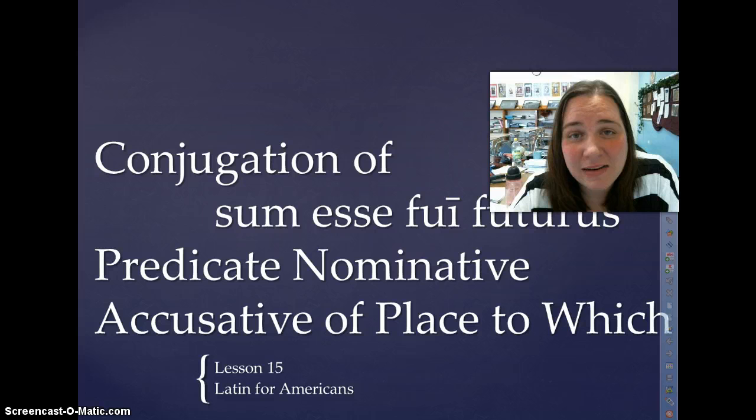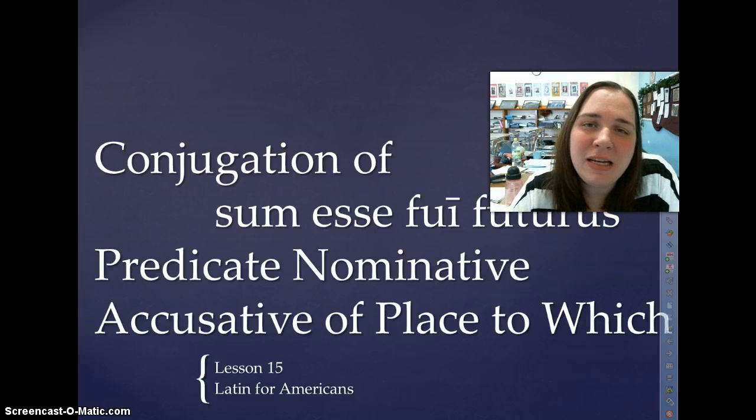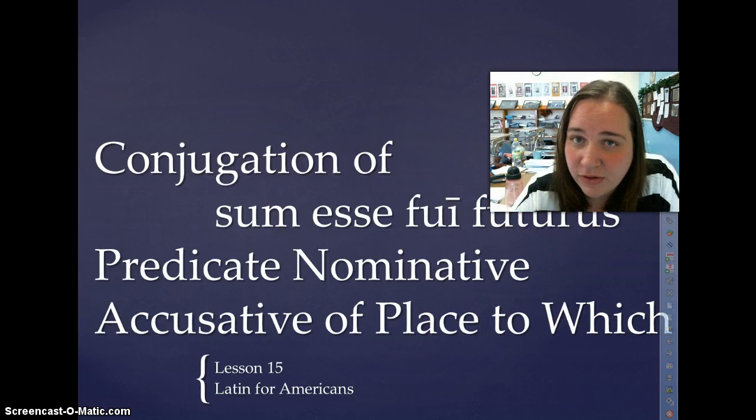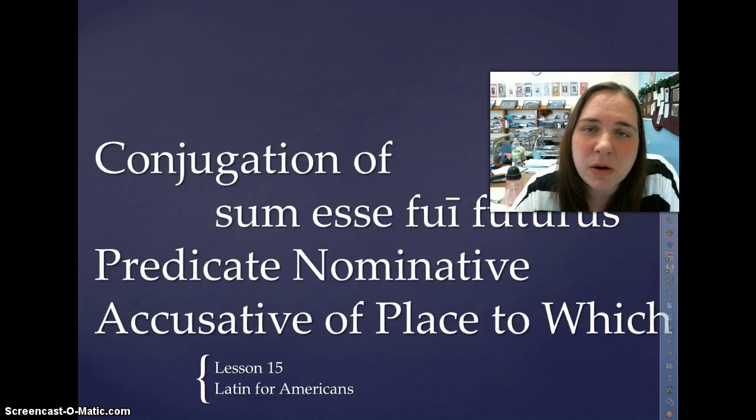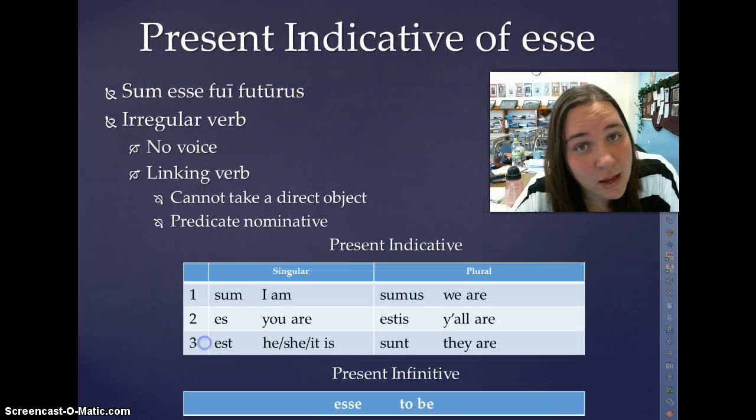This one is on lesson 15 of the Latin for Americans textbook, and it really deals with two new concepts. The first one is the present indicative conjugation of the verb to be, sum, esse, fui, futurus, but we're going to use this opportunity to review the predicate nominative as well. I know I've introduced it to you before, but who doesn't love a little review? And then the second thing that we are doing is the accusative of place to which, so another use of the accusative other than direct object.